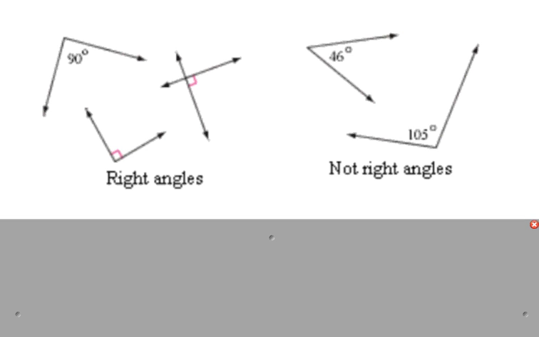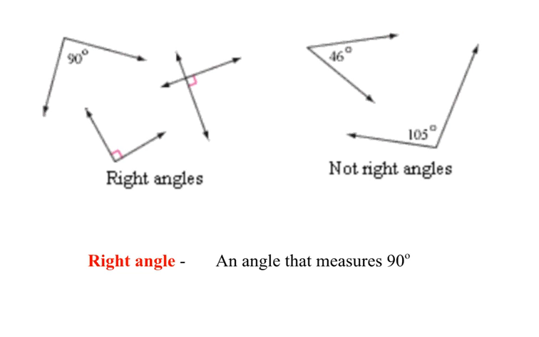All right, let's continue with our activity like we did with the widgets. Here on this slide, we have some examples of right angles, and we have some examples of not right angles. Think for a second and come up with a definition of a right angle. A right angle is an angle that measures 90 degrees.